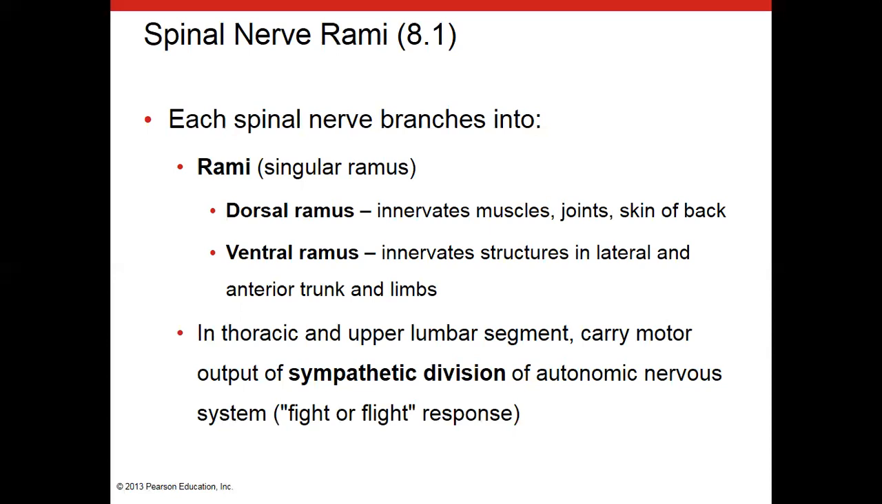In the thoracic and upper lumbar segments, these rami are carrying motor output along axons, so action potential information, of the sympathetic nervous system. The sympathetic nervous system is one division of the autonomic nervous system. Remember, the autonomic nervous system is modulating and controlling glands and internal organs like the heart and the lungs. The sympathetic division controls the fight or flight response, so increases in heart rate or breathing rate. Remember, the other division is the parasympathetic division.